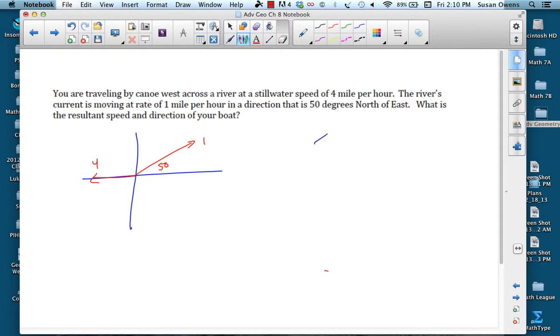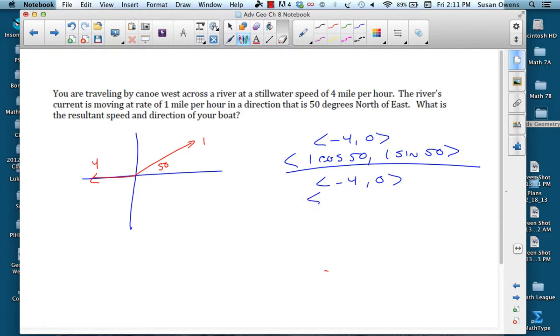Okay, so the first vector is easy. Negative 4, 0. Second one, we need a little trig. It is 1 times the cosine of 50 and 1 times the sine of 50. Why do you need to have it multiplied by the 1? Isn't it just the same? Yep. What was it? 0.64 and then 0.77. Is that what you got, David? Yeah. Okay. Was it negative 0.77? I got regular 0.77. Oh, yeah, 0.77.